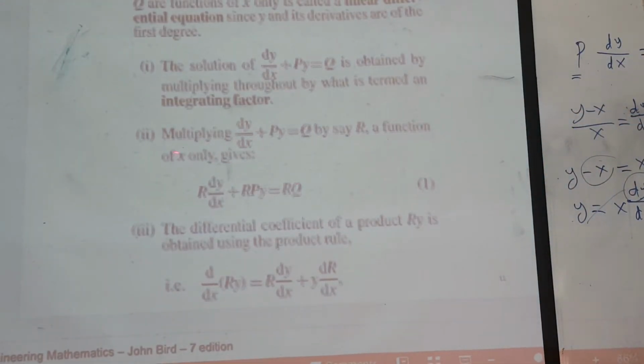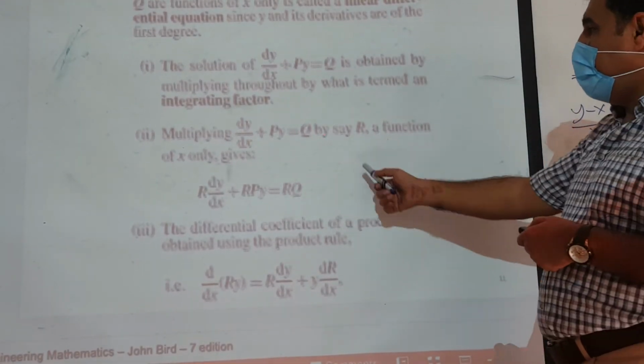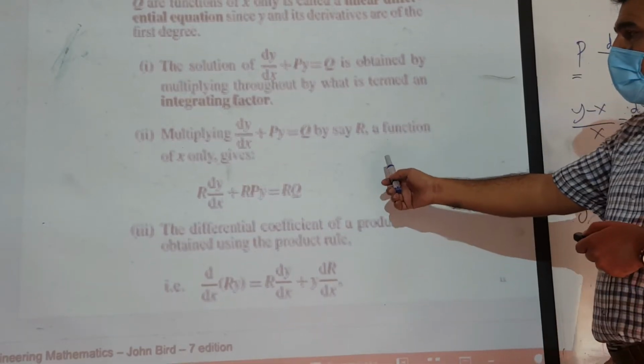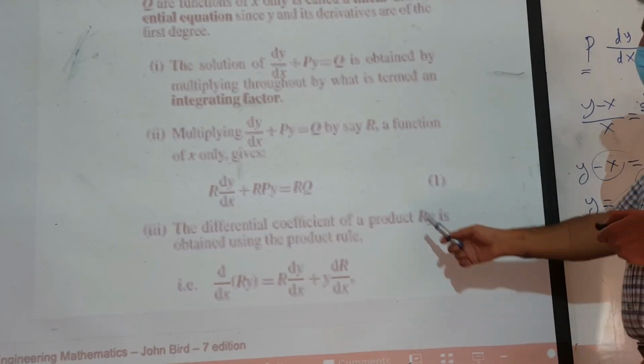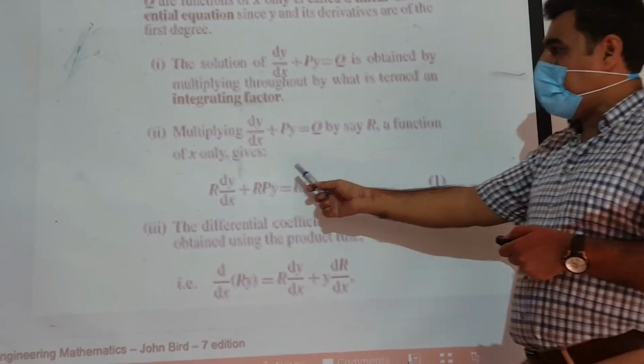Now, multiplying by r on both sides will give you this one. r is a function of x only.